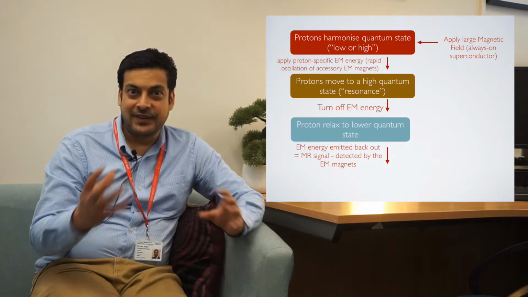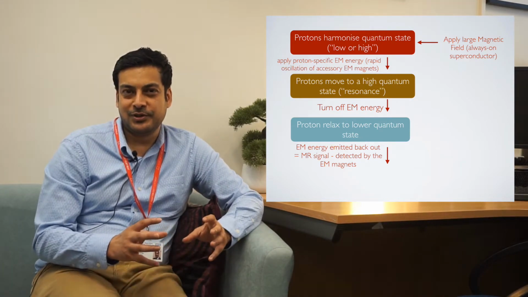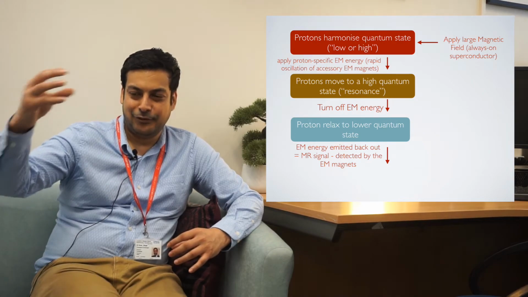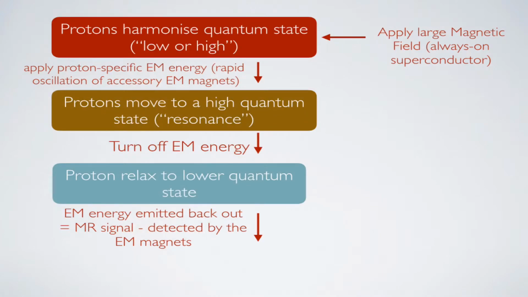So we turn off the additional energy that we were shooting into the area, and then all those protons that were excited up to the high state fall back to the low state again. And that then emits the energy that was pushed in, which was then emitted back out again by the protons, and that energy that comes back is picked up by our magnets, the same magnets that we use to send it in. The energy is picked up by our magnets, and that is the MRI signal. That is the actual information that we use to make an MRI image.